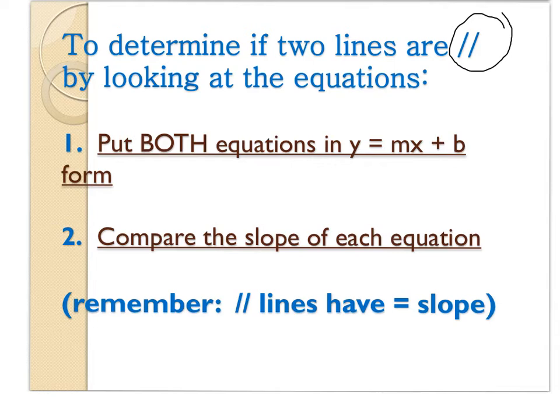So, in order to look at equations and determine if they're parallel, you'll need to put those equations in the form of y equals mx plus b. Remember, I told you you're going to see that a lot. So you need to be really good at putting your equations in y equals mx plus b form. Once you have it in that form, you can just compare the slopes. And since we know if 2 slopes are the same, then your lines are parallel. So if you compare the slopes and you have identical slopes, then you'll know they're parallel.